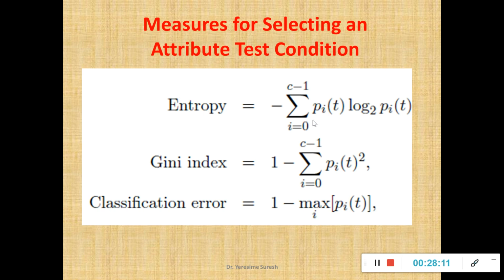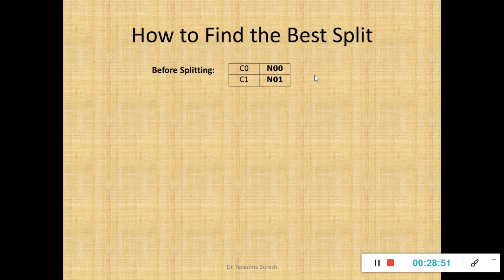So entropy is defined as the summation starting from the first instance till the last instance of p_i, that means the fraction of instances with respect to the total number of instances in your training data set, multiplied by log of the same value. Gini index is 1 minus the summation of the squares of the probability of occurrence of a given event with respect to the total number of events. Similarly, the classification error. So you can make a note of these formulas. We'll use these formulas in finding the test attribute condition and how to split the given attribute.